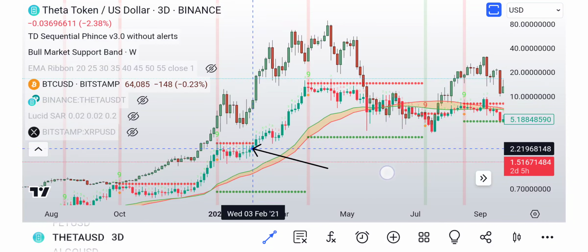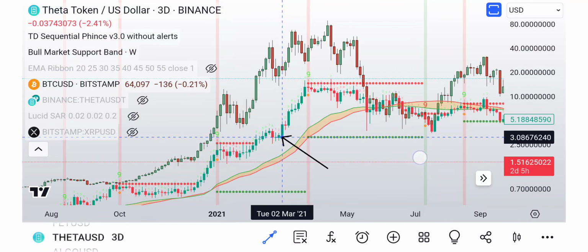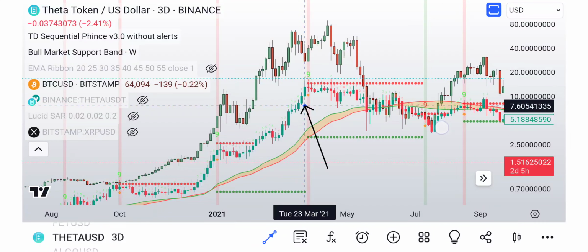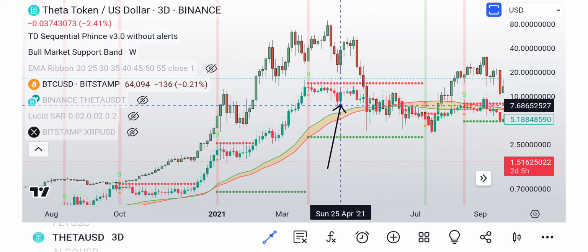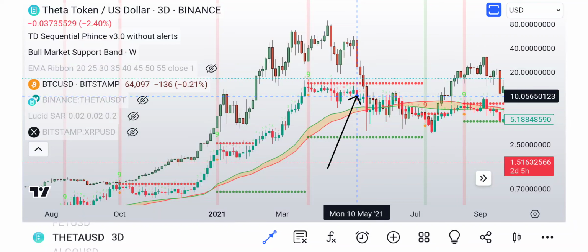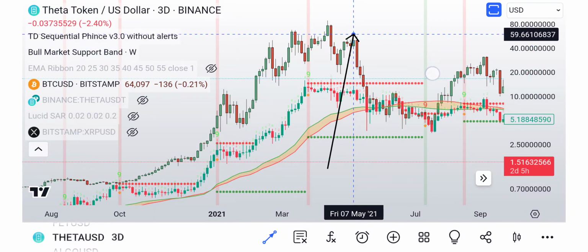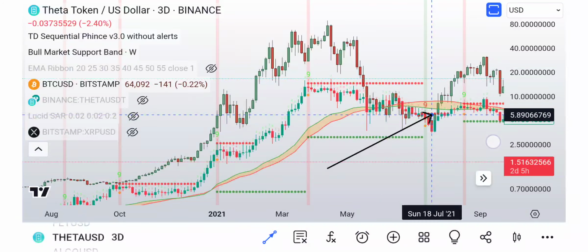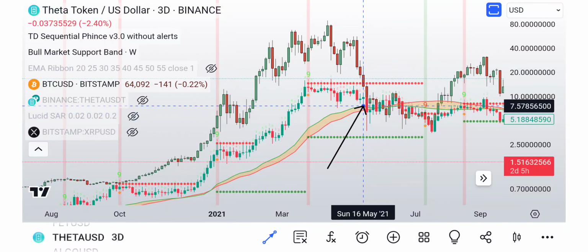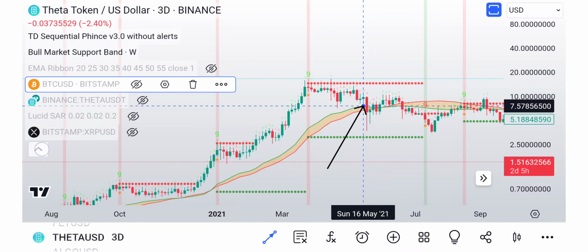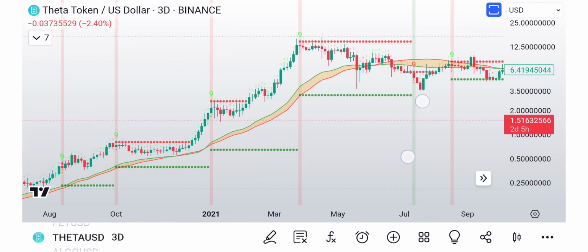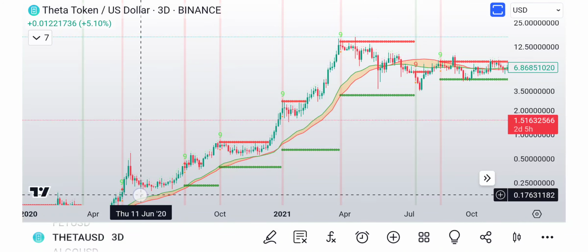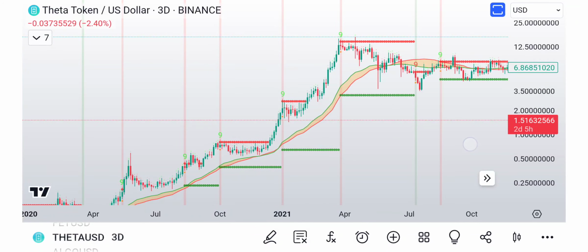So I basically kind of broke even there. And I can't remember where else, I'll have to go back and look. But we had a great run, and that was it. That was the time to get out. And that's basically the back history here of Theta on the 3-day chart.